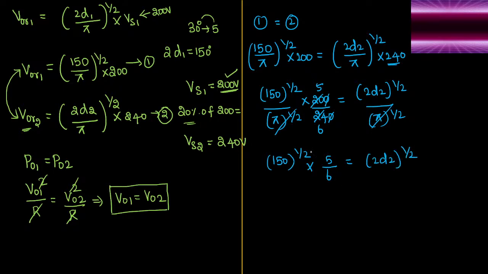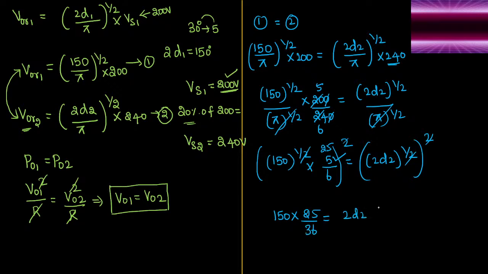Now I am going to cancel the square root on both sides. For that, I am squaring both sides, such that this square root will get cancelled out and this square root will get cancelled out. This 5 will be squared: 5 square will become 25 and 6 square will become 36. All terms will be squared. So it will become 150 into 25 upon 36 equal to 2D2. That's all. Now we have to reduce this expression.